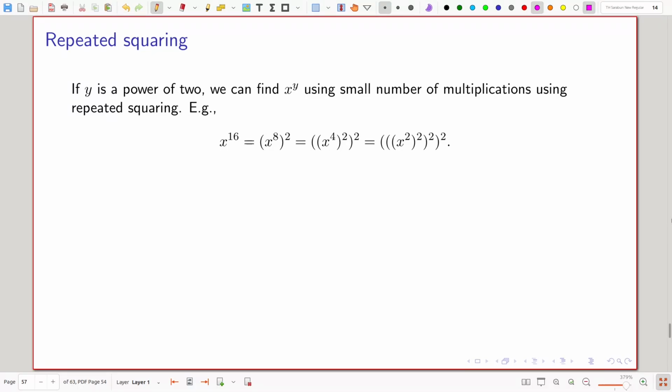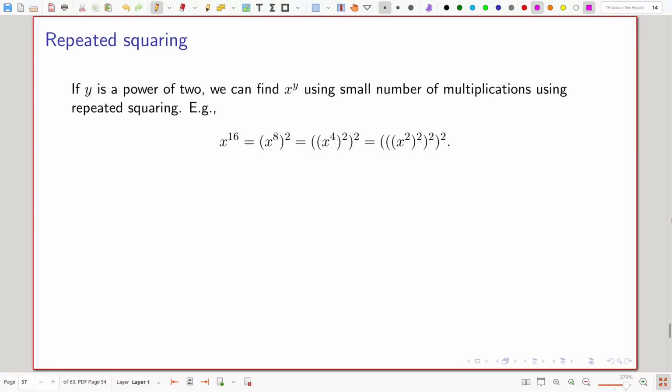So if you want to compute x to the 16, you can multiply x 16 times, or you can keep squaring. So x to the 16 is like x to the 8 squared, but x to the 8 is x to the 4 squared, right? So if you keep squaring, to get x to the 16, you square the number only 4 times. So it's like dividing by 2, right? If you square the numbers, the exponent decreases by a factor of 2.